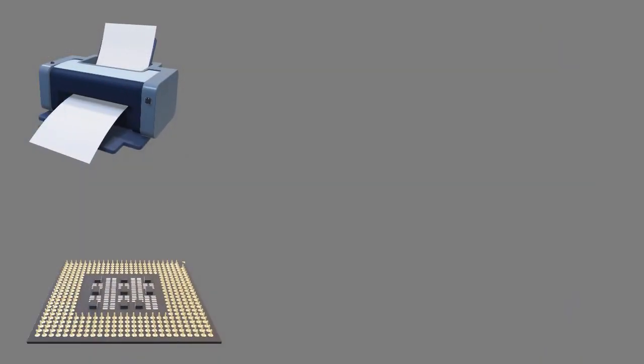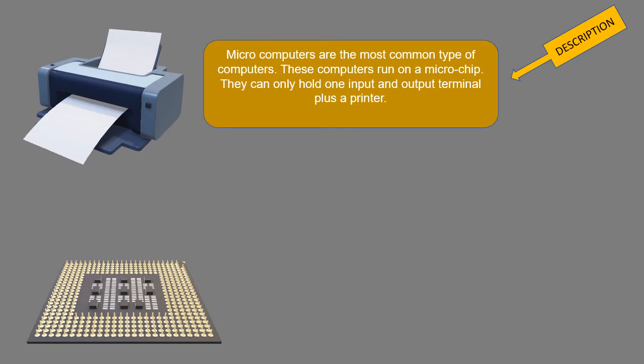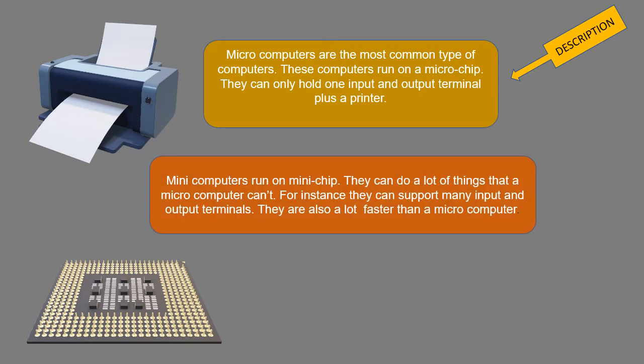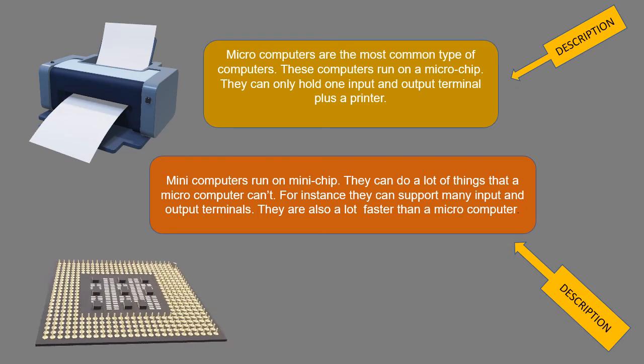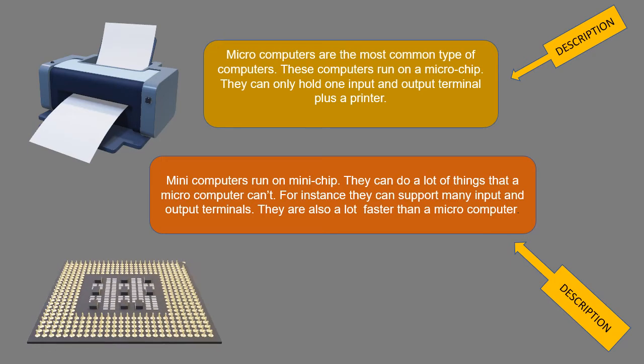The next paragraph, which is still called description, says, microcomputers are the most common type of computers. These computers run on microchip. They can only hold one input and output terminal plus a printer. The next paragraph, mini computers run on mini chip. They can do a lot of things that a microcomputer can't. For instance, they can support many input and output terminals. They're also a lot faster than a microcomputer.